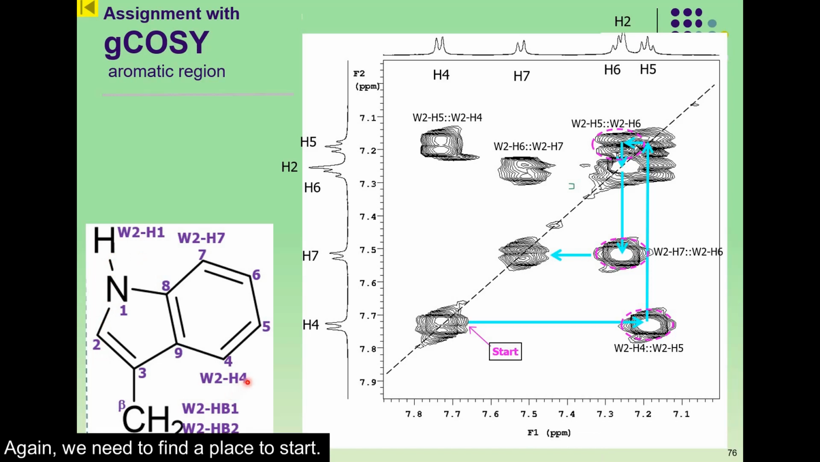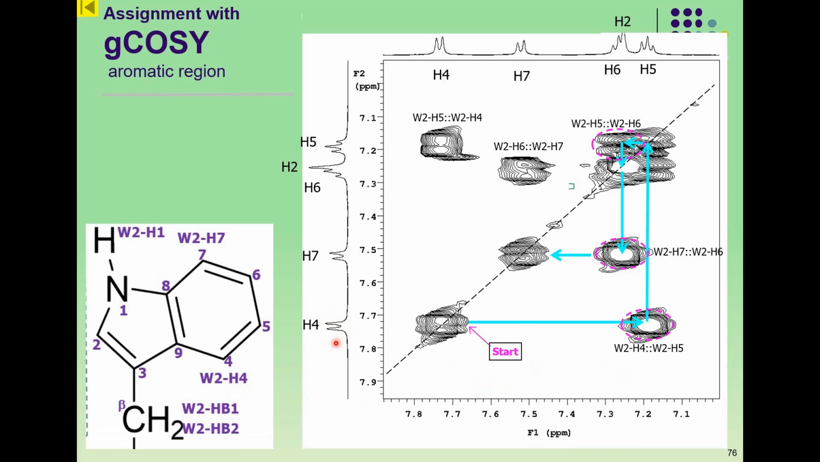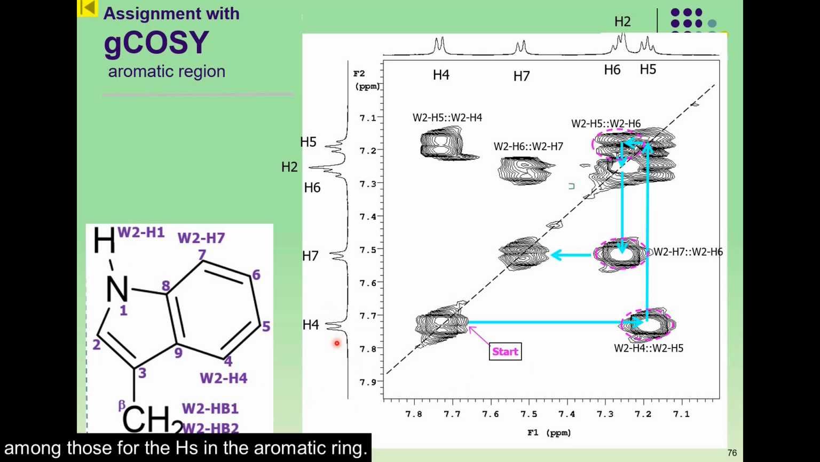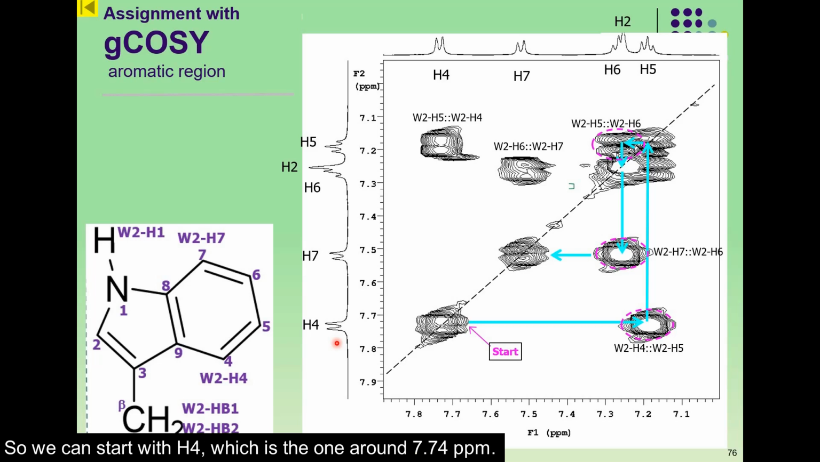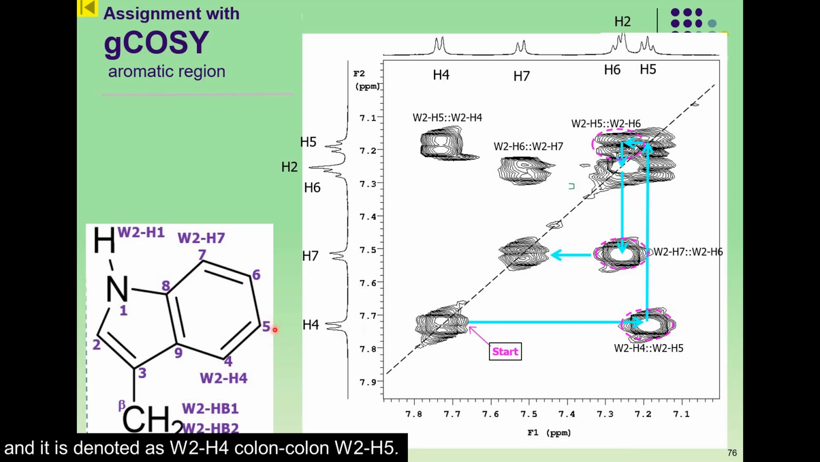Again, we need to find a place to start. We know that H4 of tryptophan has the highest chemical shift value among those for the H's in the aromatic ring. So we can start with H4, which is the one around 7.74 ppm. We expect to see a cross peak that correlates it with H5, which is this one, and it is denoted as W2H4::W2H5. If we follow the arrows on the spectrum, we can then find the other 2 cross peaks to assign H6 and H7. I will leave this as an exercise for you to complete.